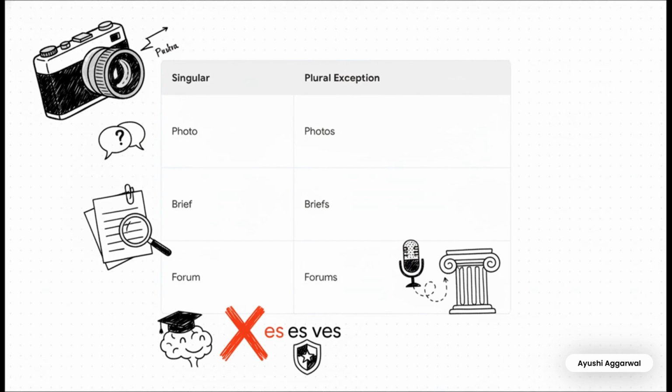The standard rule says words ending in O should get an ES, but the plural of photo is just photos with an S. No E. The rule says F words get VES, but the plural of brief is simply briefs. And forum might be a Latin word, but its plural isn't fora, it's just forums. Memorizing these specific exceptions is exactly how you save yourself from losing those easy marks.